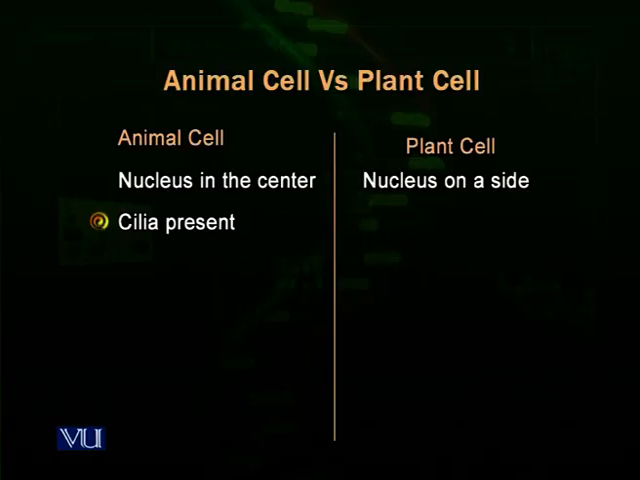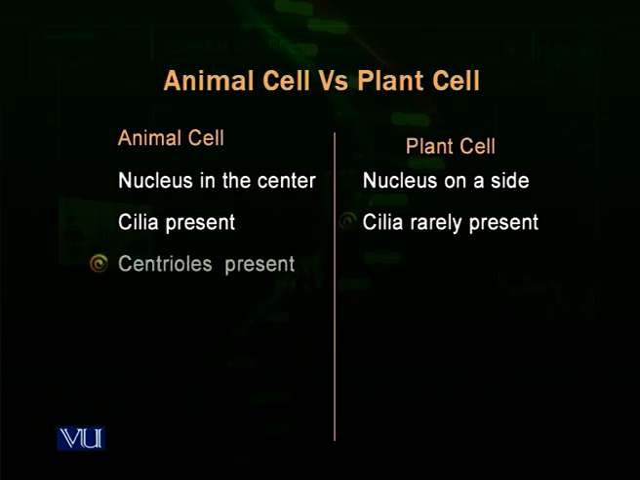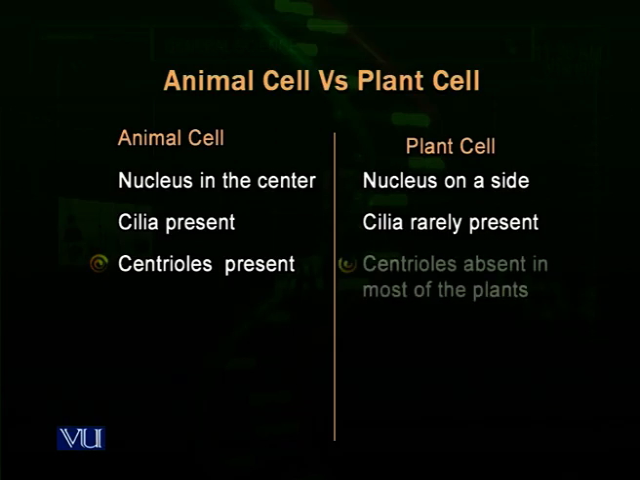In animal cells, cilia are usually present, but in plant cells, cilia are rarely present. Animal cells do have centrioles, which we know act in cell division. Centrioles are not present in most plant cells, but in a few lower plants, centrioles are present.